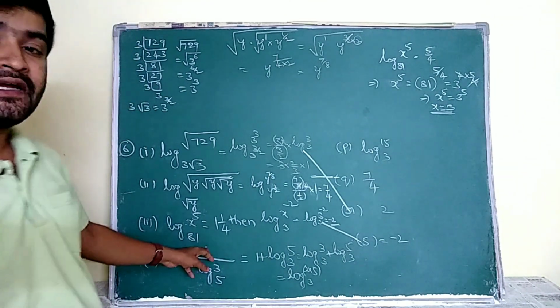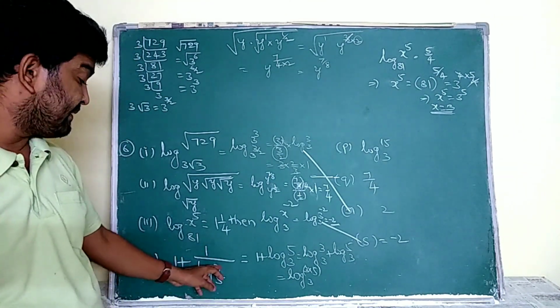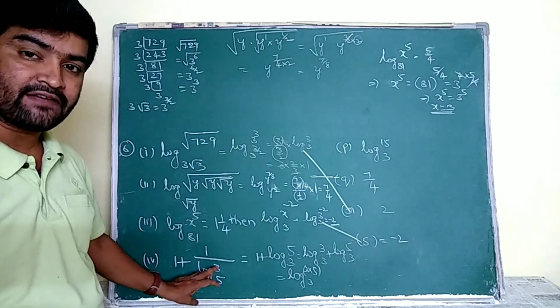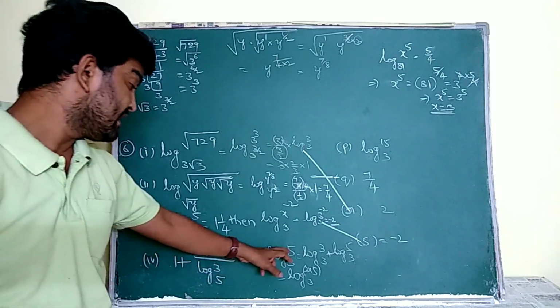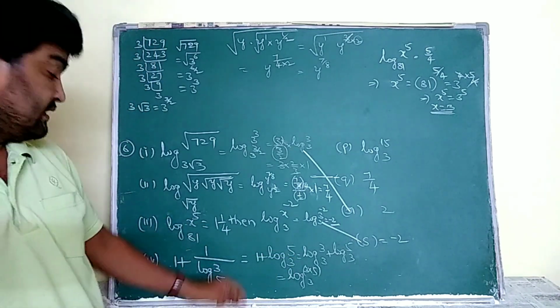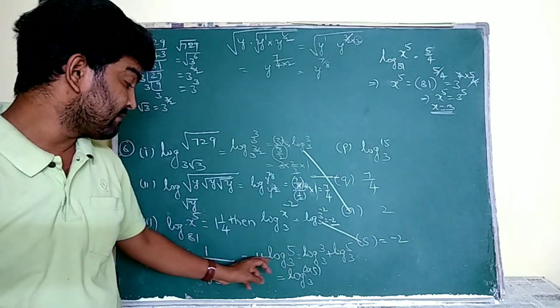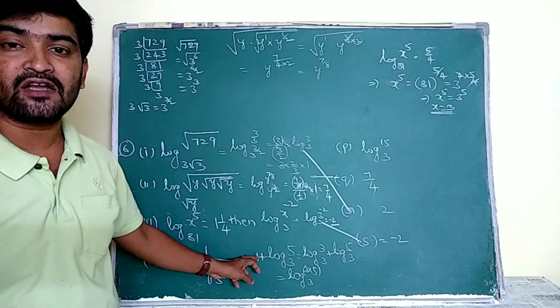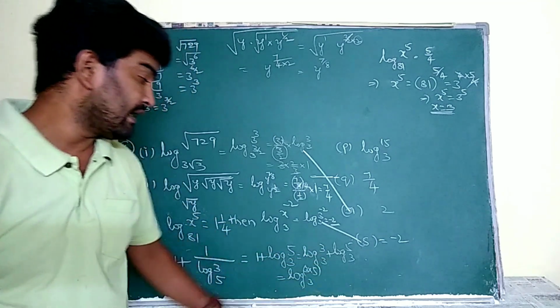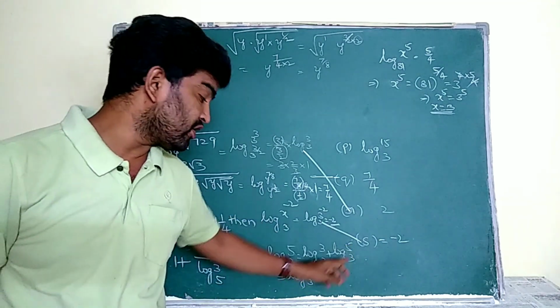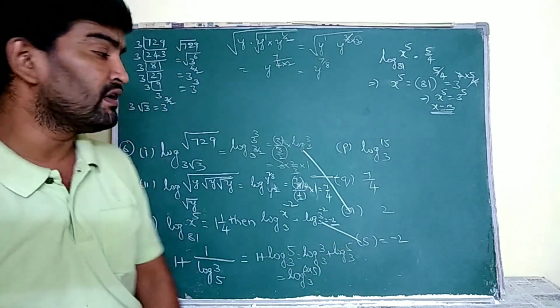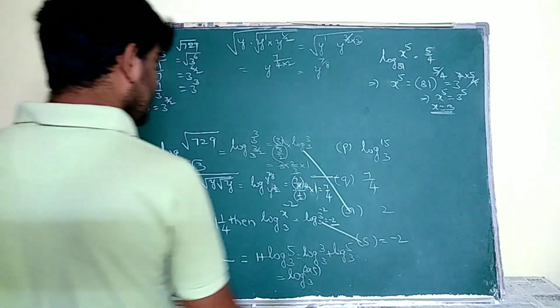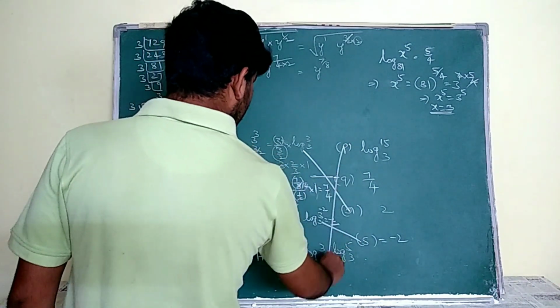Now 1 by log 3 base 5 is expressed as log 5 base 3. So that is why this is 1 plus log 5 base 3. I am going to express this 1 as log 3 base 3. And now it is in the form of log a plus log b, then log a into b, that is log 15 base 3. So this last one is mapped with P.